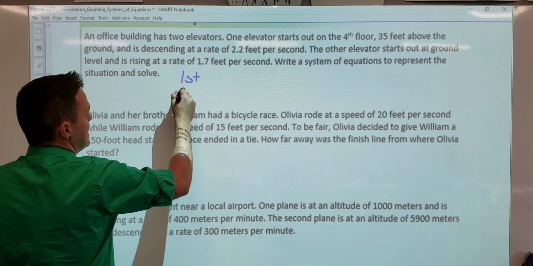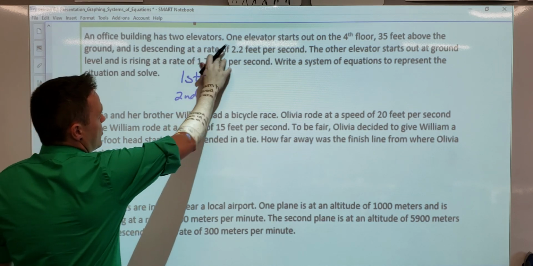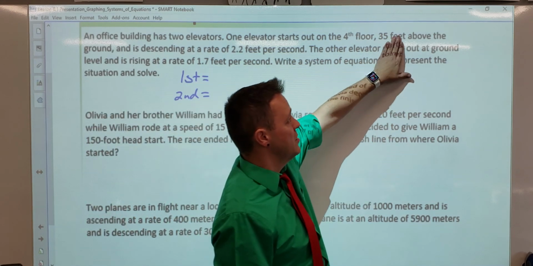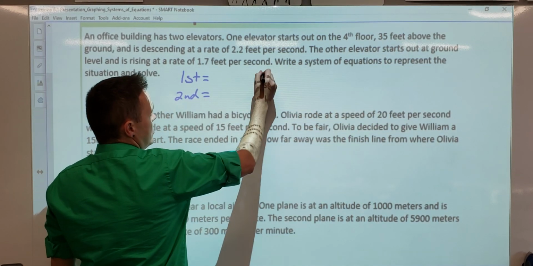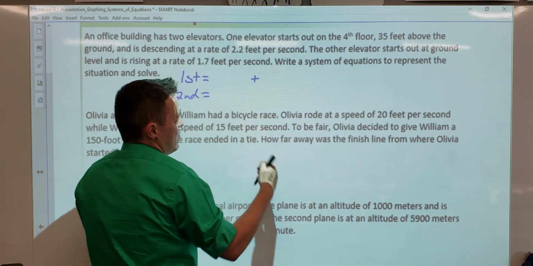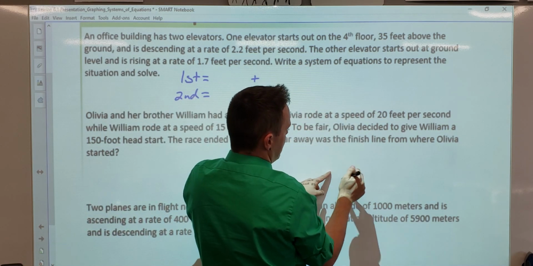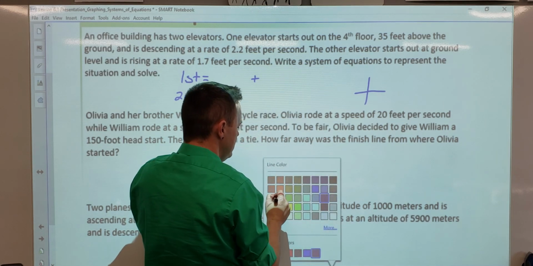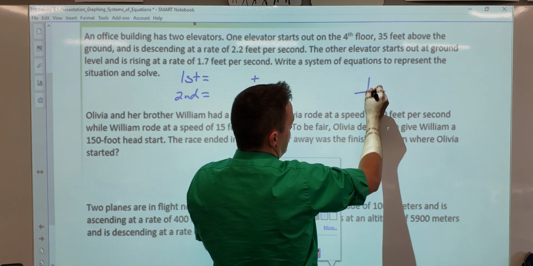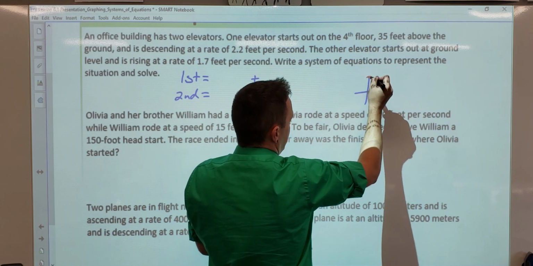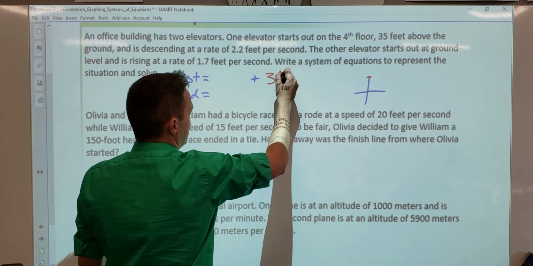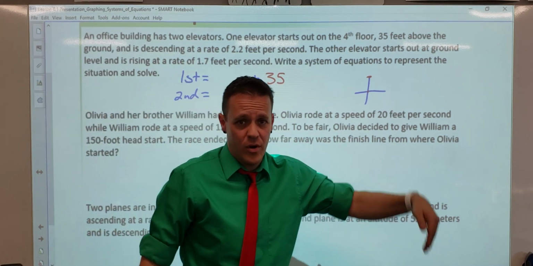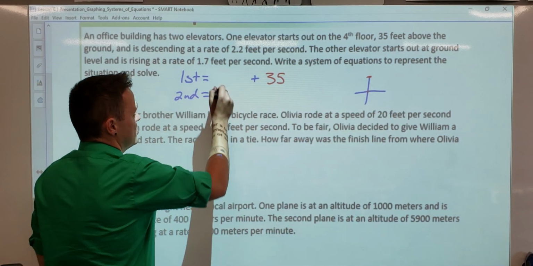So we have first and second elevators, right? First elevator starts out at the 4th floor. Nobody cares about the 4, but it's 35 feet above the ground. So if it's y equals mx plus b, remember b is our y-intercept. So you got to remember, you're looking at an equation like this, and you're starting at 35 feet. This would be 0. 35 would be way up here, right? So this is going to be plus 35. And it's descending. Descending is going down.